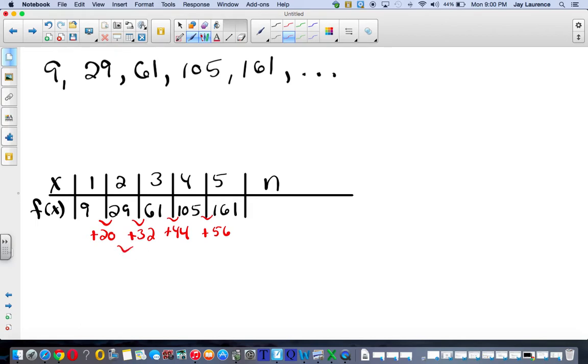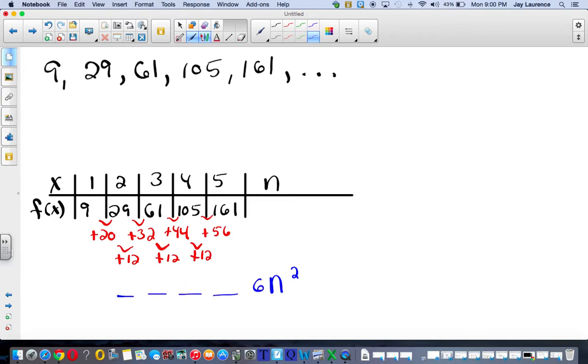Go looking for the second differences. It's plus 12 and plus 12, so they do match. So I'm going to have an n squared because the second differences match. And my coefficient on n squared is going to be half of the difference, so it's going to be 6n squared.